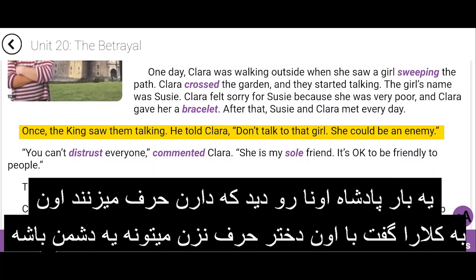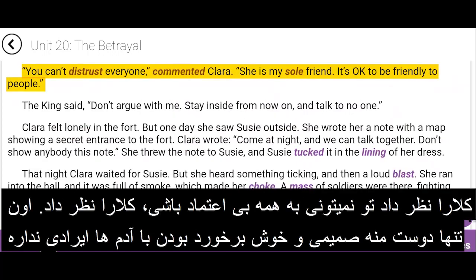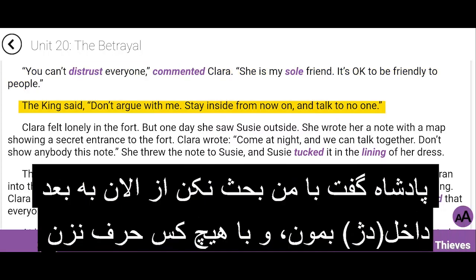Once the king saw them talking, he told Clara, "Don't talk to that girl. She could be an enemy." "You can't distrust everyone," commented Clara. "She is my sole friend. It's okay to be friendly to people." The king said, "Don't argue with me. Stay inside from now on and talk to no one."